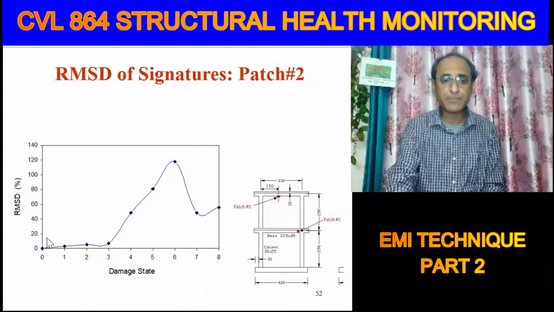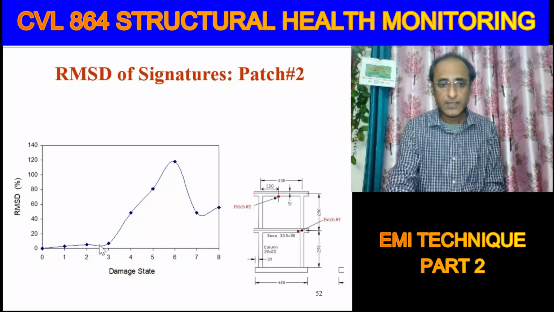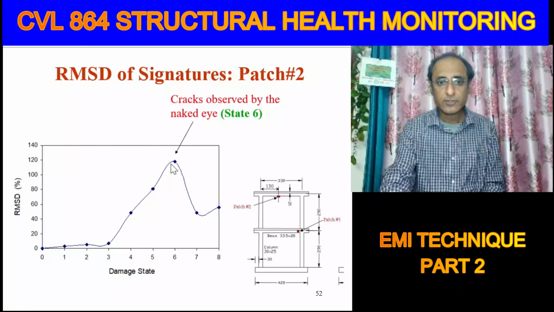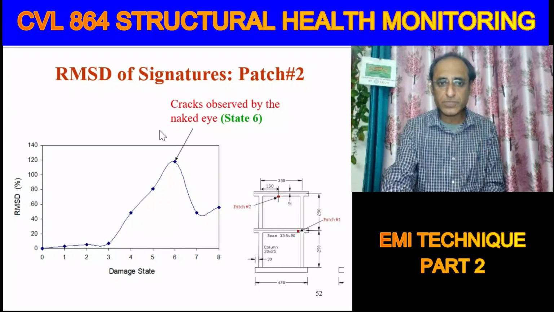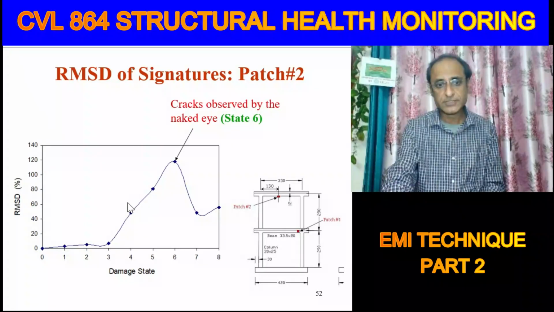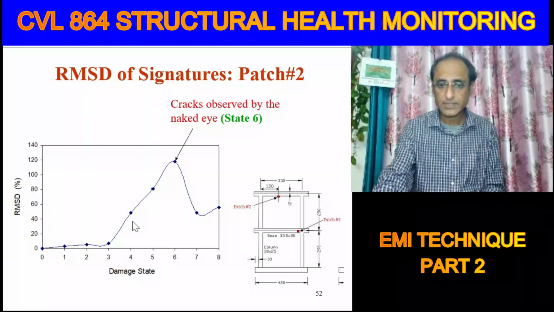Now this is the plot of the root mean square deviation. What we find is that after state number 3, there is a change of slope. We are able to observe the cracks by the naked eye here, but from the piezo patches we could sense the occurrence of damage much earlier, at state number 4 itself. Okay.